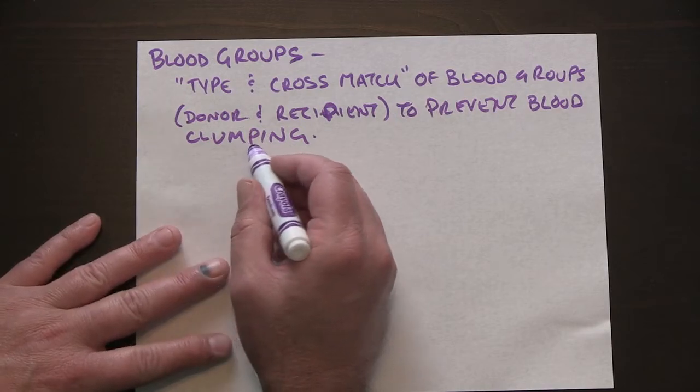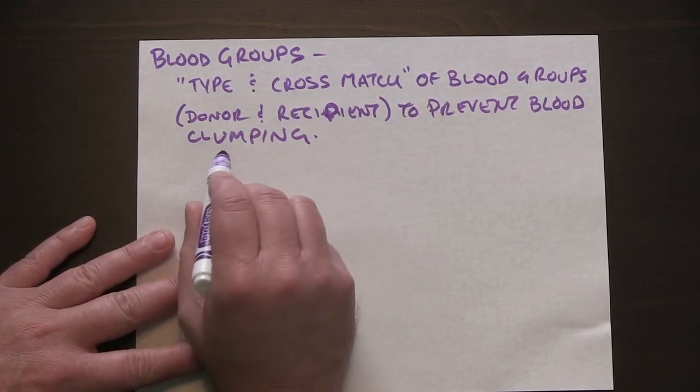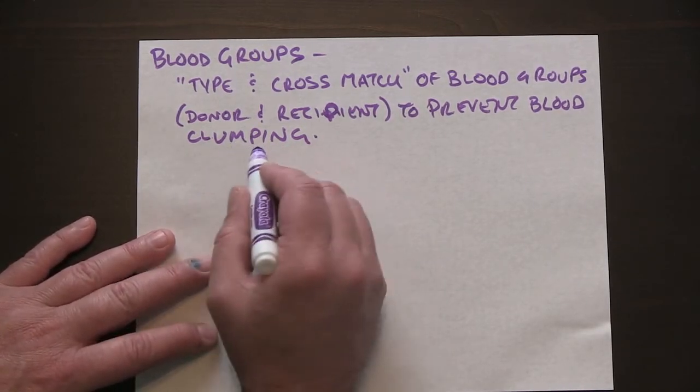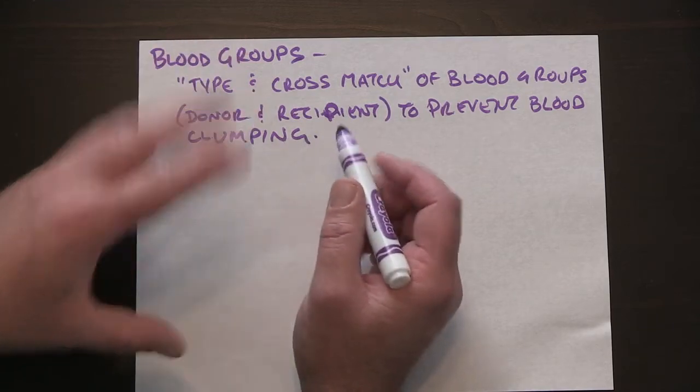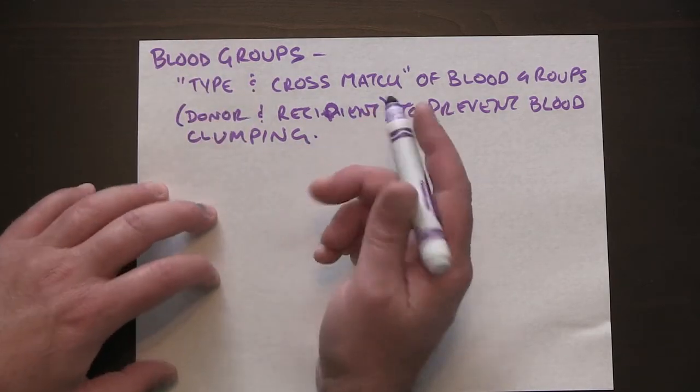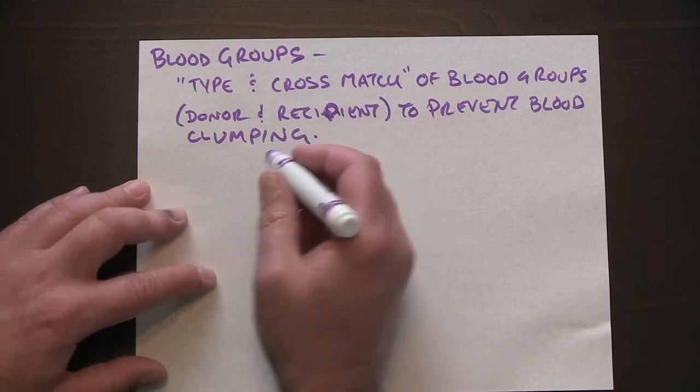And this clumping is basically part of the body's defense system. If it doesn't recognize something that should be there, it basically attacks it. So if you get the wrong type of blood, it's basically attacking that blood and clumping it.